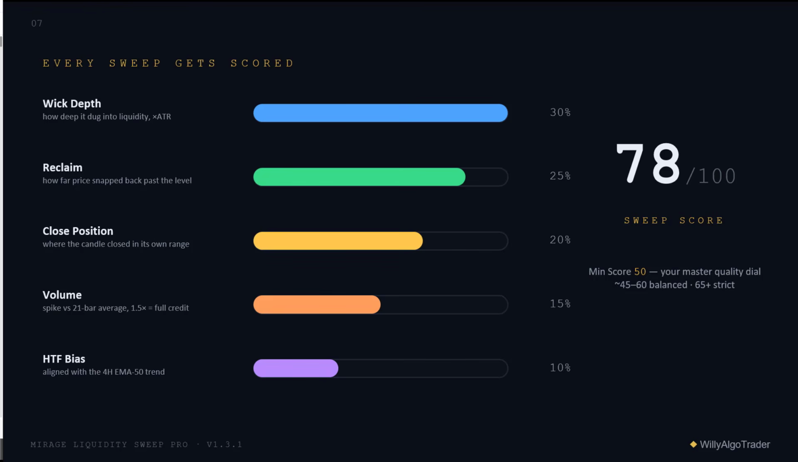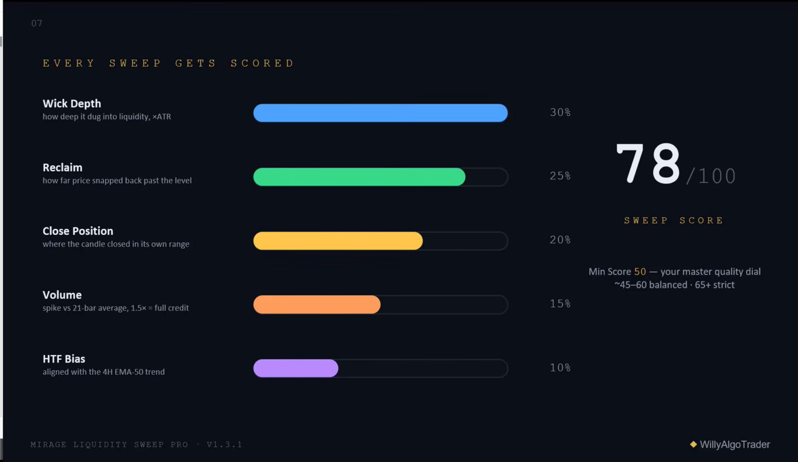5 weighted factors blended into one number, 0 to 100. Factor 1, the biggest at 30%. Wick depth, how far the rejection wick traveled relative to ATR. A big wick means real absorption. Factor 2, 25%, reclaim, how decisively price closed back on the right side. Factor 3, 20%, close position. Did the candle close near the rejection extreme or limp out in the middle? Factor 4, 15%, volume. Did the sweep happen on a volume spike? And if you've got no volume data, it just neutralizes itself, nothing breaks.